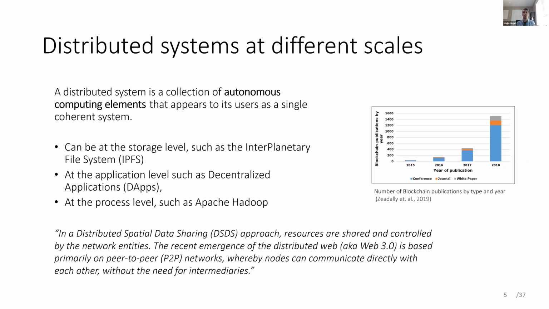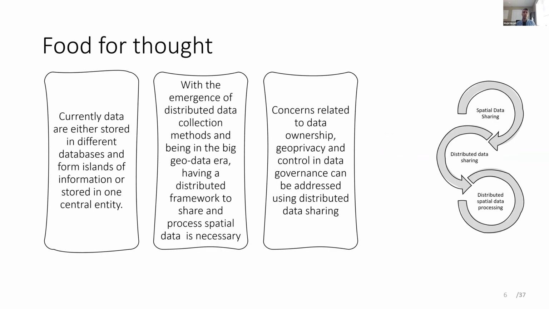And we also have distributed systems, which we all know about. We have different levels of distribution, which can be at the file system level, like IPFS, in decentralized applications, or at the process level, where we also see a huge increase in the amount of research and R&D happening in this area. So now we see that socio-technological changes are happening, individuals are contributing more, and those gaps are appearing.